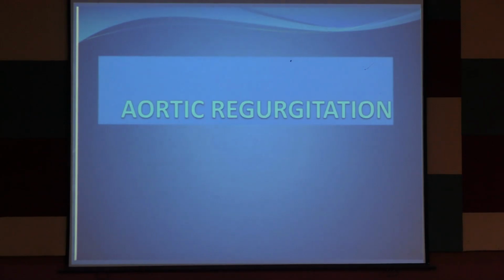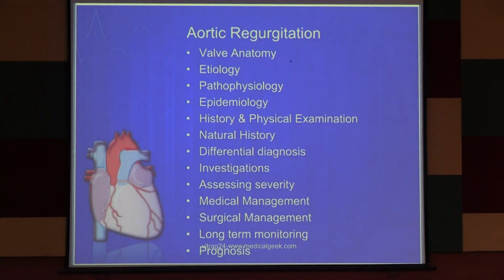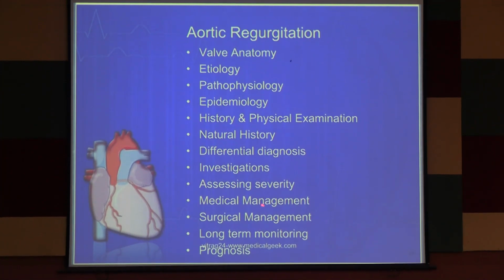Now, aortic regurgitation. Again, that should be discussed. Anatomy, etiology, pathophysiology, epidemiology, history, physical exam, natural history, differential diagnosis, investigations, severity, medical management, surgical management, and long-term monitoring, and lastly the prognosis.